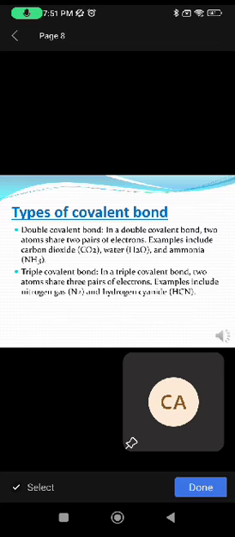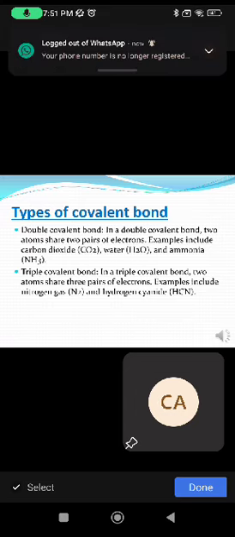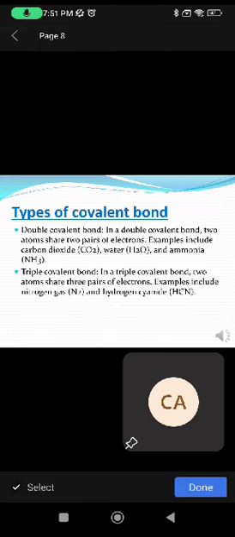Yes, we have the third type of covalent bond, which is called triple covalent bond. In triple covalent bond, two atoms share three pairs of electrons. This means that the total number of electrons that they will share will be 6. Therefore, we have the examples. Number 1, we have nitrogen gas, hydrogen gas, hydrogen cyanide, etc.